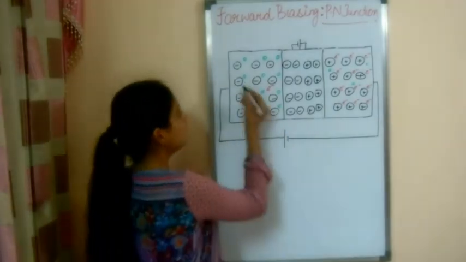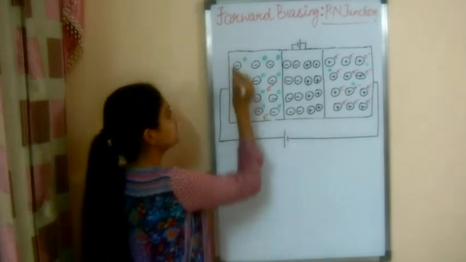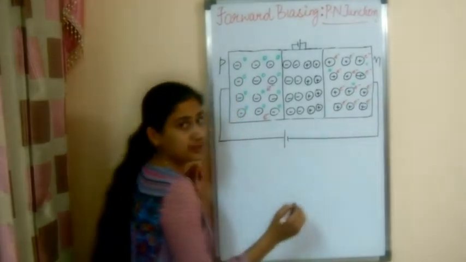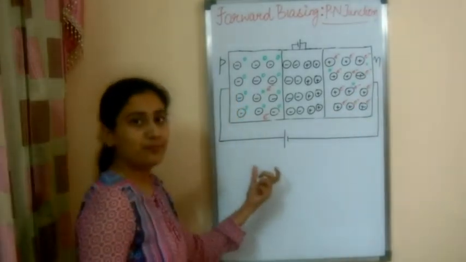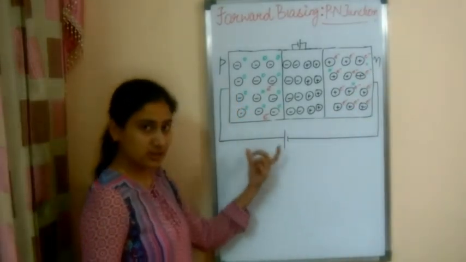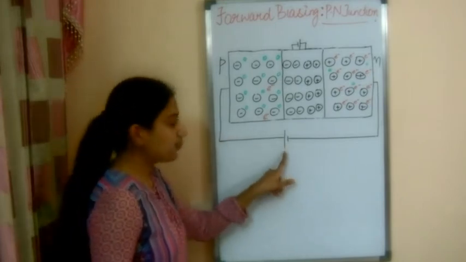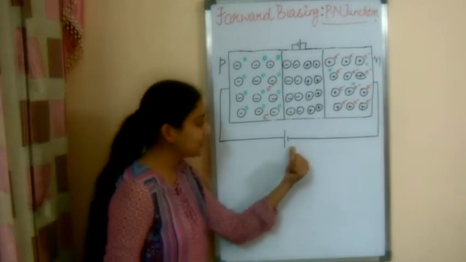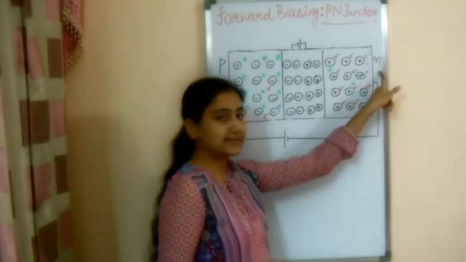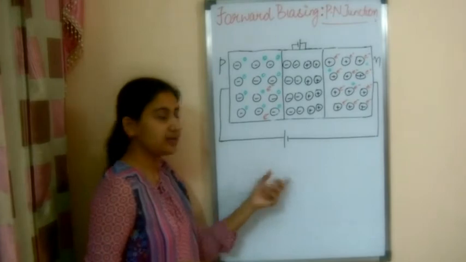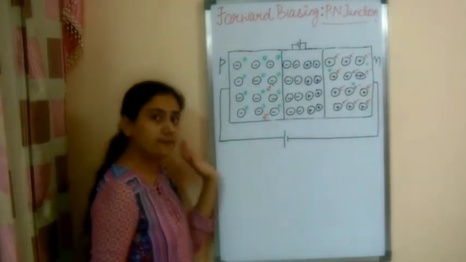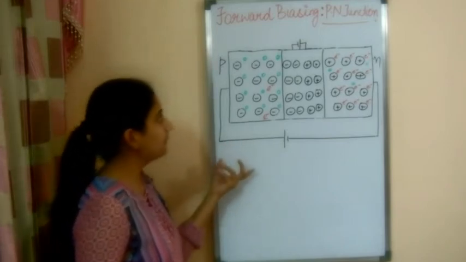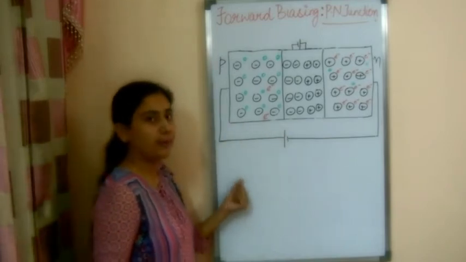Now forward, we know that this is the PN junction, this is the P-type semiconductor, this is the N-type semiconductor. Now if I apply a voltage or potential difference across it such that the positive terminal of the battery is attached to the P-type and the negative terminal of the battery is connected to the N-type semiconductor, then this is called forward biasing of the PN junction. Now what happens when the PN junction is forward biased?